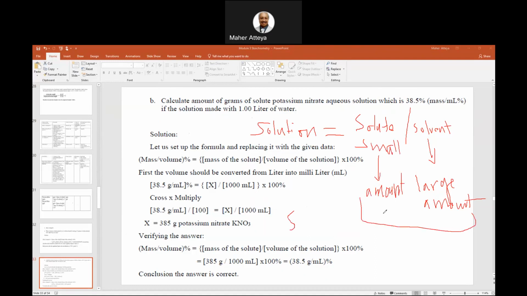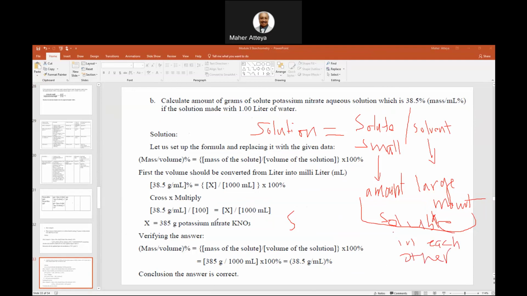So they are soluble in each other. I'm writing with the mouse, so it does not write very well. So they are soluble in each other.